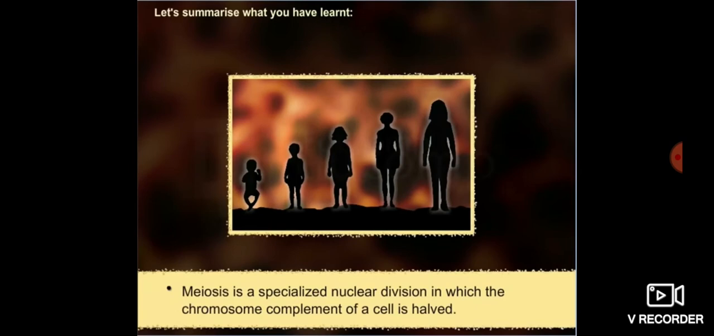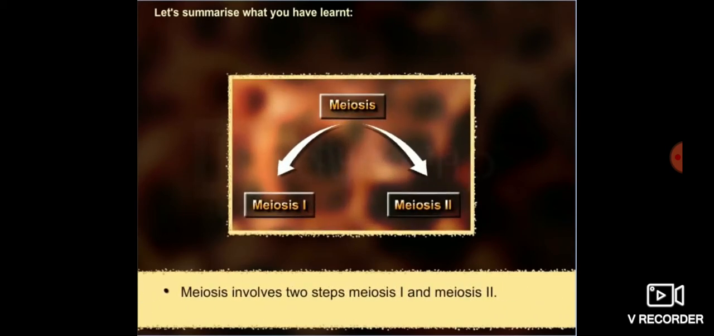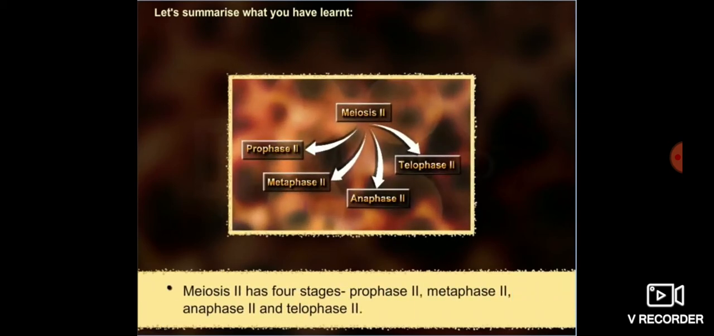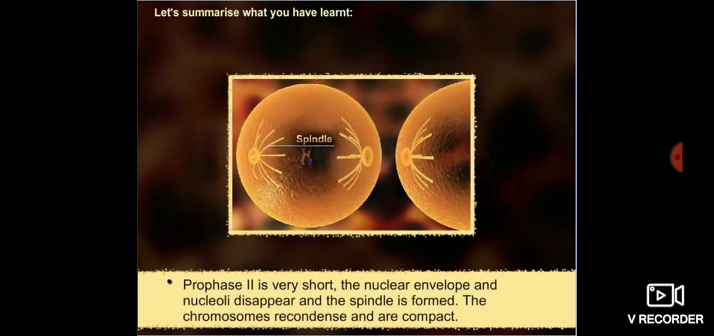Let's summarize what you have learned. Meiosis is a specialized nuclear division in which the chromosome complement of a cell is halved. Meiosis involves 2 steps, meiosis I and meiosis II. Meiosis II has 4 stages, prophase II, metaphase II, anaphase II, and telophase II. Prophase II is very short. The nuclear envelope and the nucleoli disappear, and the spindle is formed. The chromosomes recondense and are compact.